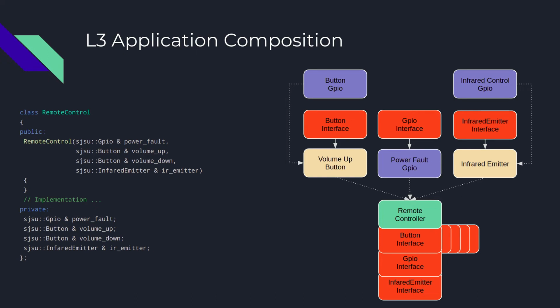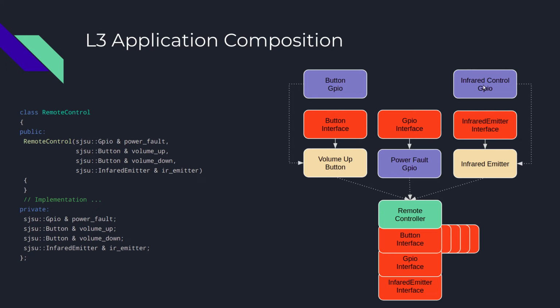You can continue this on. And in here, we'd have references to each one of those different objects, and the implementation of the remote controller would be down here. Here we can kind of see what's happening. We have some type of volume up button, which implements the button interface. We have a power fault GPIO that implements the GPIO interface. We have a button GPIO, so we don't know which pin the user is going to need or what chip to use for GPIO, so we just make it open, so they can make their own GPIO, pass the GPIO over to volume up, and then volume up now has the GPIO it can control.